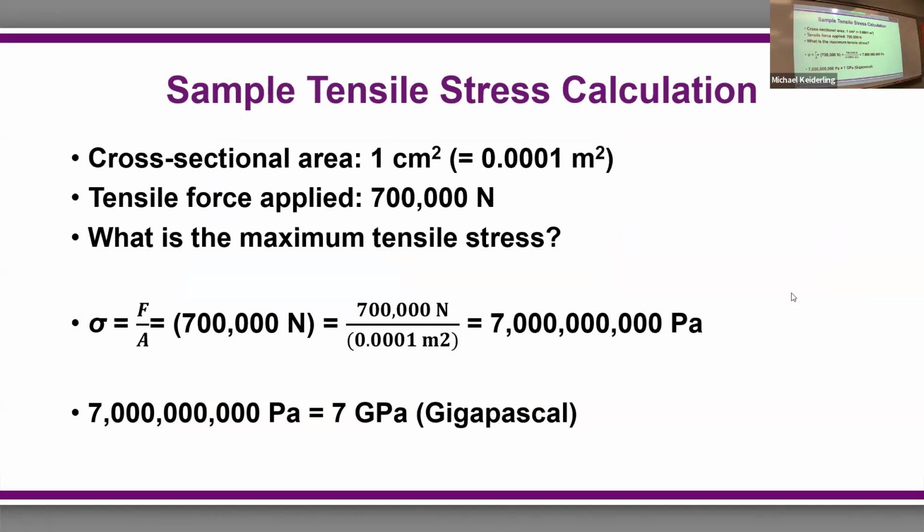So here's a simple tensile stress calculation. Your cross-sectional area is 1 square centimeter. That's 0.0001 square meter. Yeah, the areas are going to be small numbers. A square meter is a very big area. Yeah, like this.